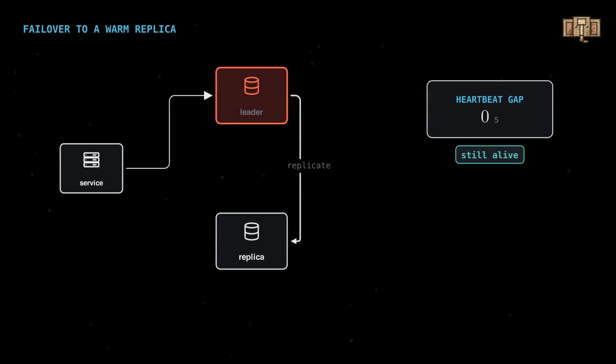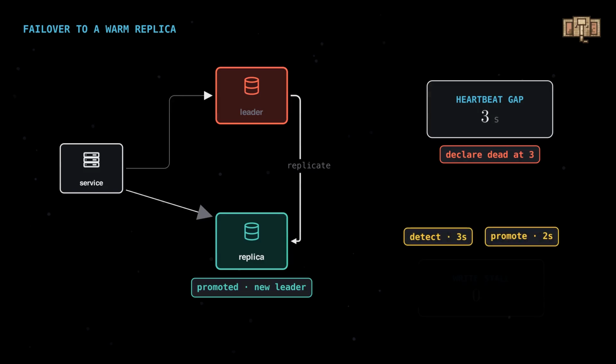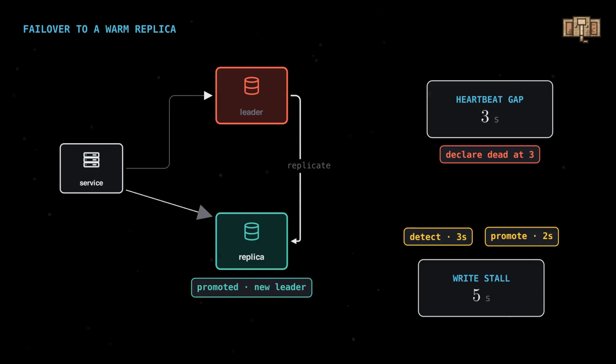Then the leader dies. Count the silence. 1 missed beat could be a network hiccup. 3 in a row and we declare it dead. So promote the replica to be the new leader and reroute the writes to it. Now the writes land on the new leader. But notice the price. 3 seconds to detect plus about 2 seconds to promote is 5 seconds where writes stall.